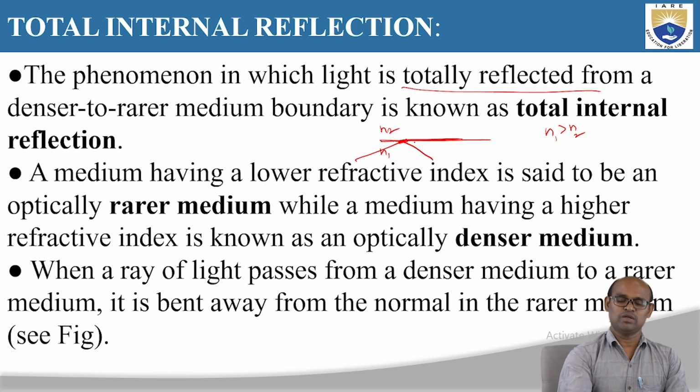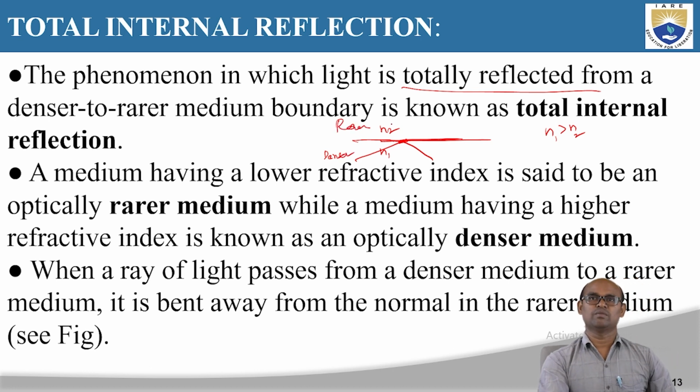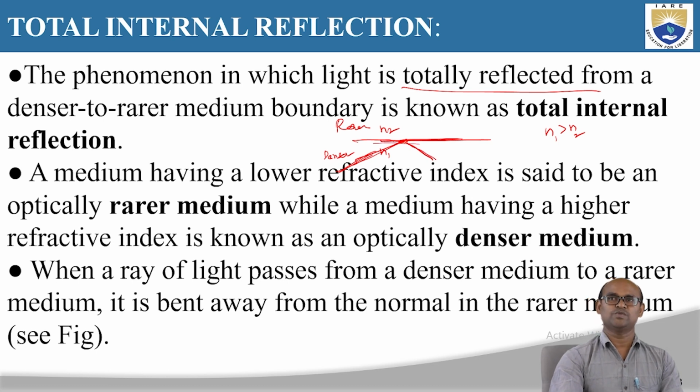Okay, so N1 is a denser medium because I have defined N1 as the higher refractive index, and N2 is the lower refractive index. So this is a rarer medium. The light that enters this medium is reflected back at this denser to rarer medium boundary, and this phenomenon is known as total internal reflection.